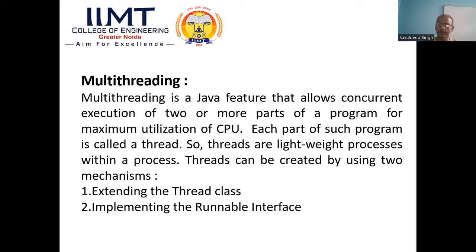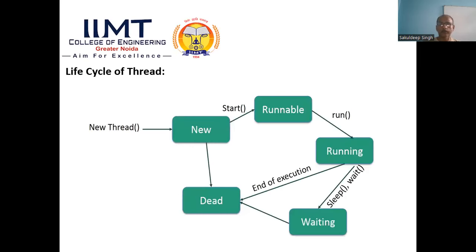A thread can be created by using two mechanisms: either extend the Thread class or implement the Runnable interface. These are the two methodologies by which a thread can be created. The second method is used in most cases in the corporate sector.